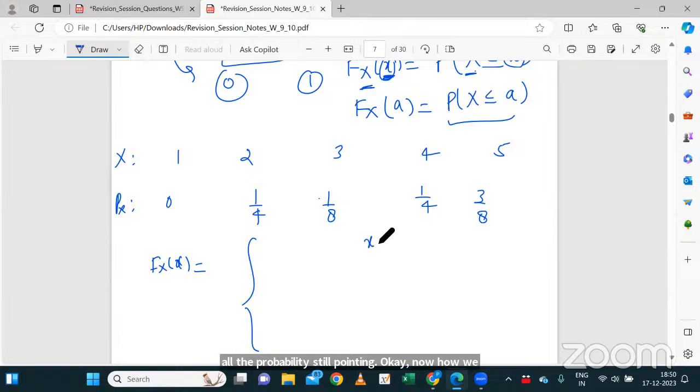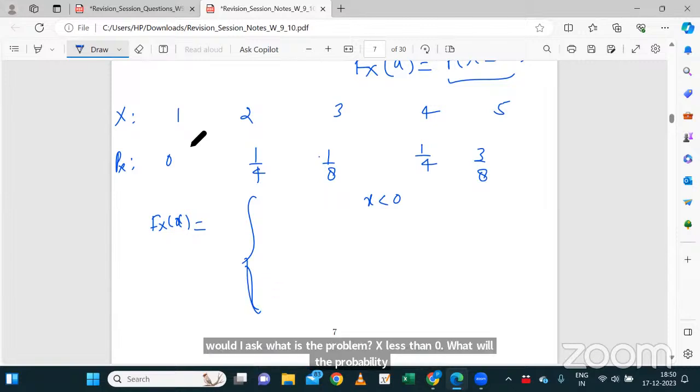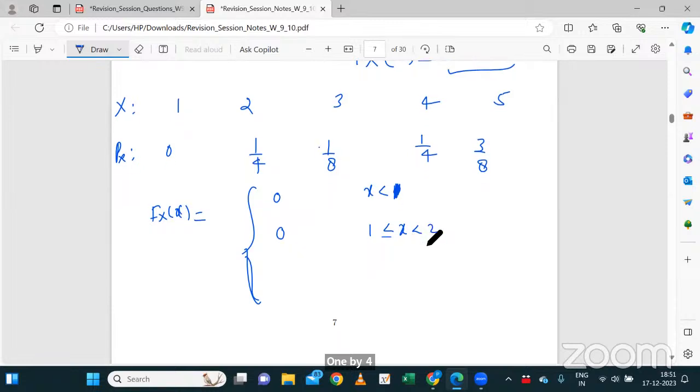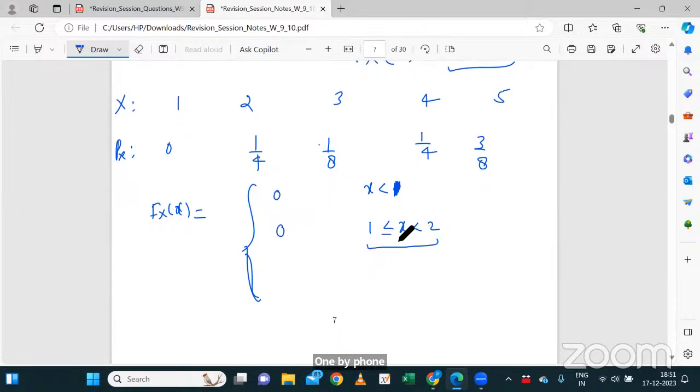Now, how do we denote the CDF? Suppose I ask what is the probability X less than 0? 0. Actually, not 0, 1, because the possible range starts at 1. Before 1, what is the probability? Nothing, 0, right? If I move from 1 to 2, then 1 by 4. Just see carefully: that will be 0 plus 1 by 4. This means we are considering the probability at 1, but less than 2.